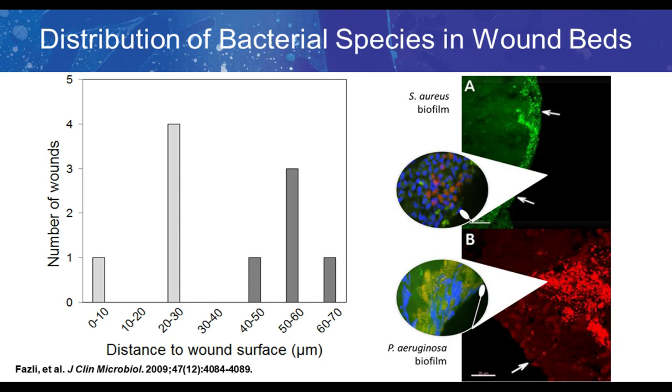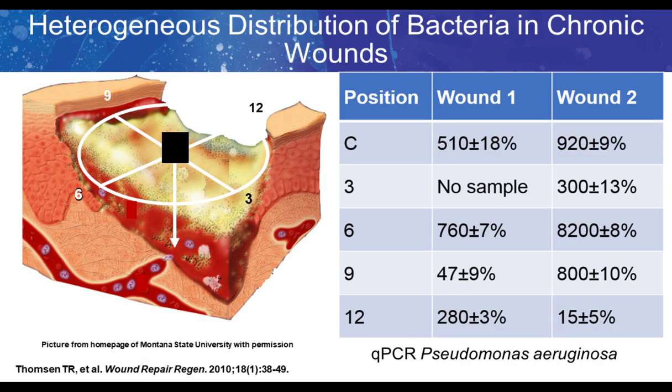When they actually measured this, they found that on average, Staph aureus is about 20 to 30 microns beneath the surface of the wound bed. Pseudomonas, being a more active, penetrating, and more motile bacteria, is usually about 50 to 60 microns on average from the surface of the wound bed. In addition, the distribution of biofilm on the surface of a wound bed, as well as planktonic bacteria, is not uniform. It's not just a single sheet.